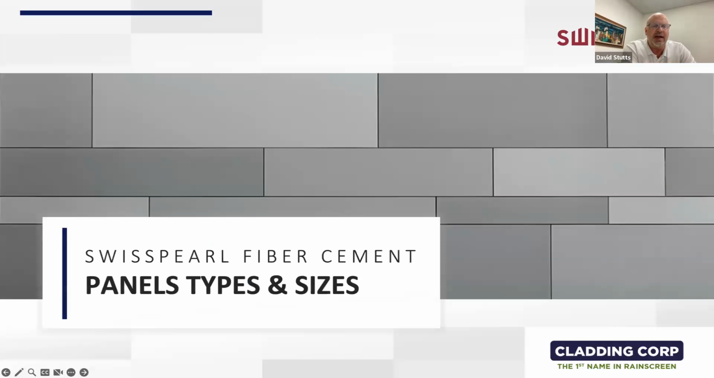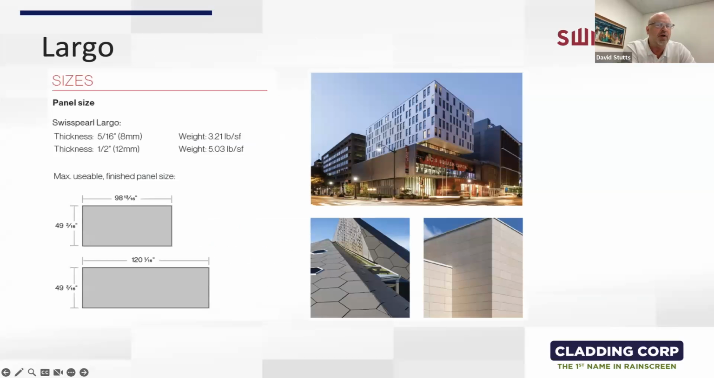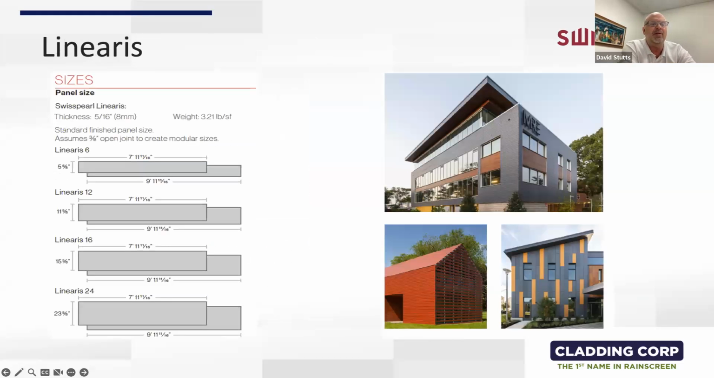And just to get into the actual panels, what they look like, we have Largo panels, which are large sheets. These are in thicknesses of 8 millimeter or 12 millimeter. We have different sizes. We usually use a standard 49 and fabricate from there. And then we have an 8-foot and a 10-foot long panel. We can take that same panel and turn it into a slat orientation. In this case, we have a 6-inch, a 12, a 16, and a 24-inch. That gives a lot of diversity as far as installs. We can do running bonds with this. We can do vertical applications, horizontal.